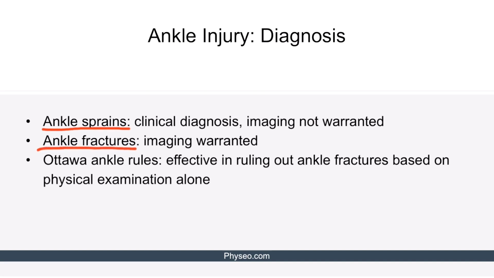Since ankle injuries are among the most common chief complaints presenting to primary care offices and emergency departments, the Ottawa ankle rules were created to help clinicians reliably distinguish these two pathologies based on physical examination alone. These rules are 96 to 99% sensitive in ruling out ankle fracture, and thus help clinicians avoid ordering unnecessary x-rays when patients present with ankle sprains.